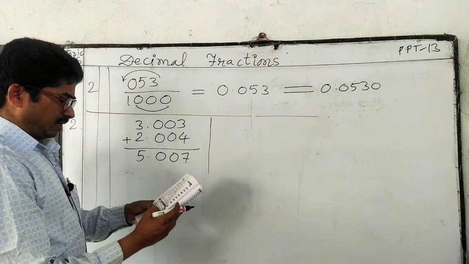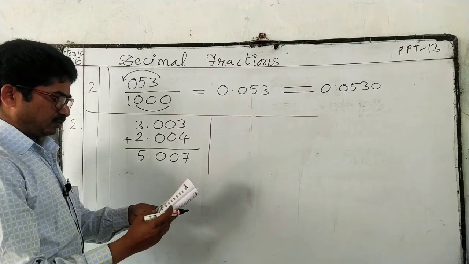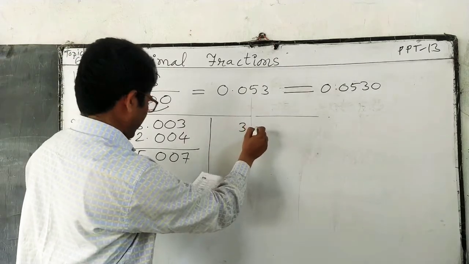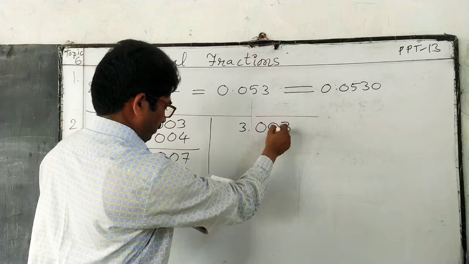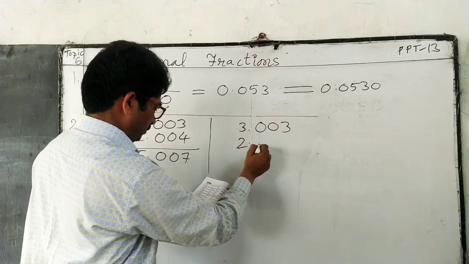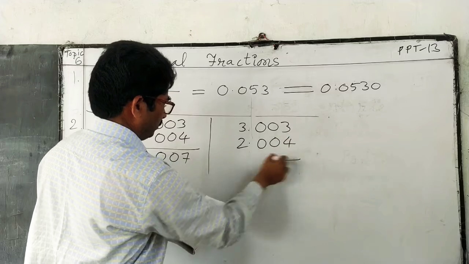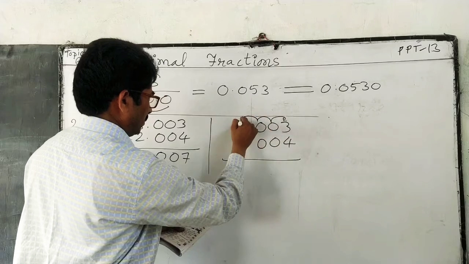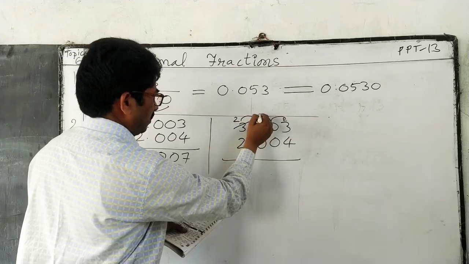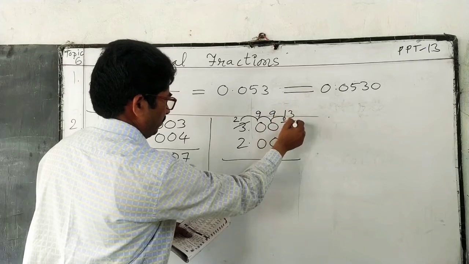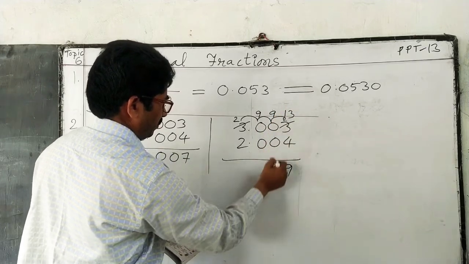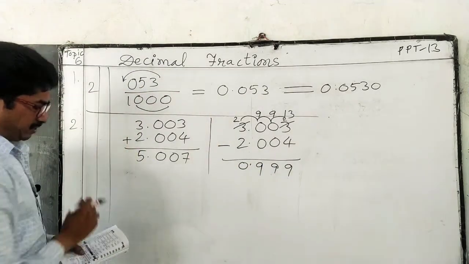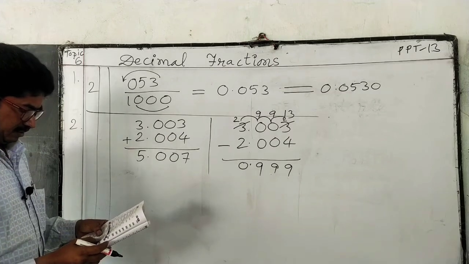And to the sum of the above numbers, if the difference between the two numbers, first we have to subtract these numbers, 3.003 minus 2.004. Nine, 13, 9, 0. This is the difference, 0.999.